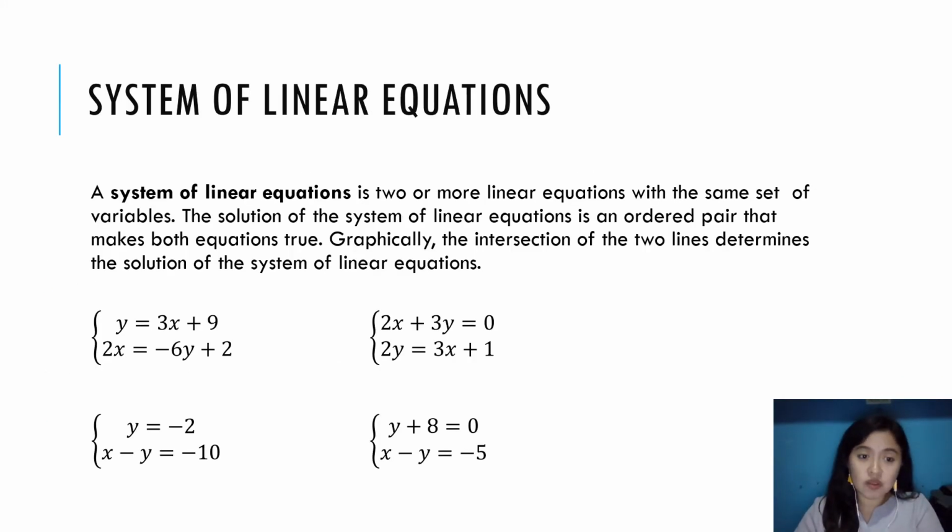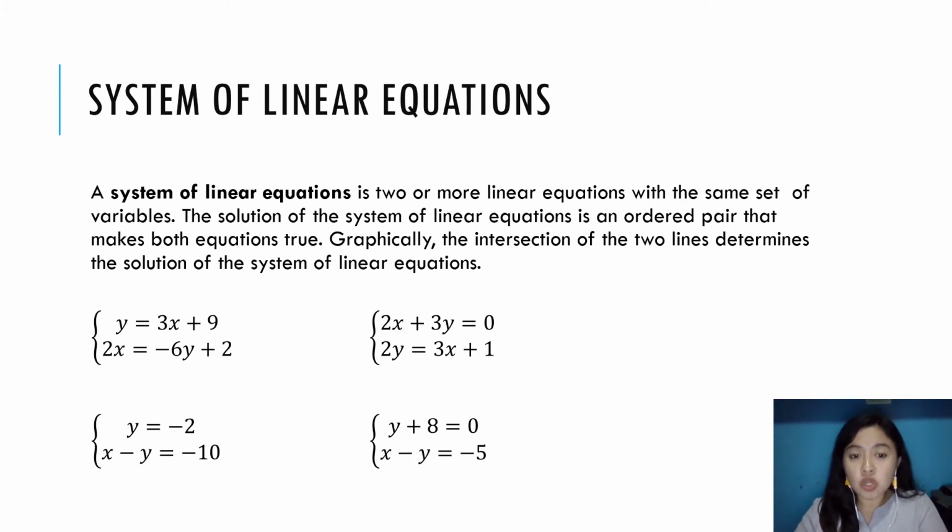Now, let's go to system of linear equations. When we say system of linear equations, it simply means it is a group of two or more equations with the same set of variables. So if the first equation uses, let's say, a and b, because there are two variables, the second equation should use the same variables, which are a and b. So, in this case, all of the equations here are using the variables x and y.